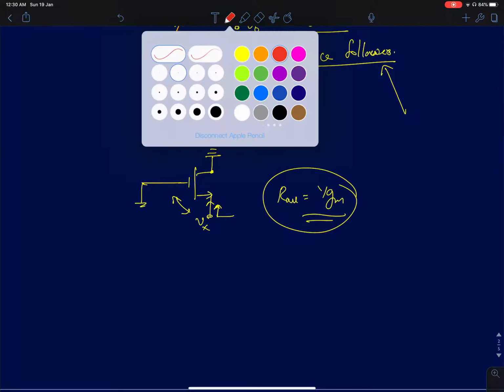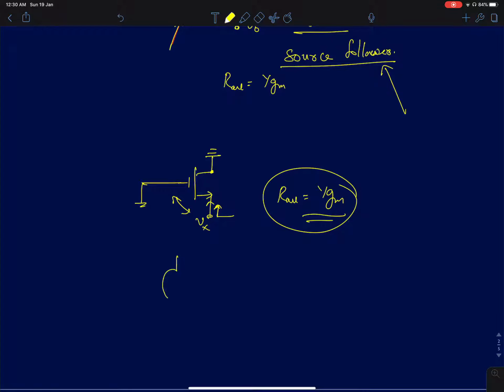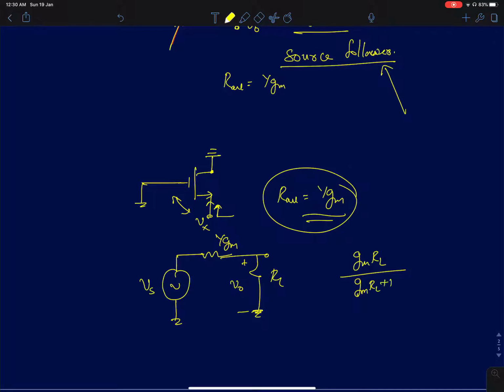So now we will actually try to find the voltage gain. So this is Vs and the source resistance is 1 by Gm and the load resistance is RL. So the voltage across RL is simply, you can easily show that it is GMRL by 1 plus GMRL, or GMRL plus 1. So that's your voltage gain of a common drain configuration with a finite load resistance. Here I've assumed lambda is 0, or channel length modulation is 0, or R naught is infinity.